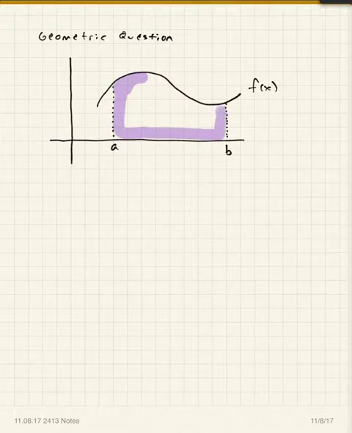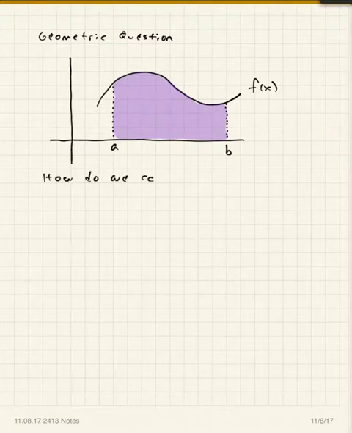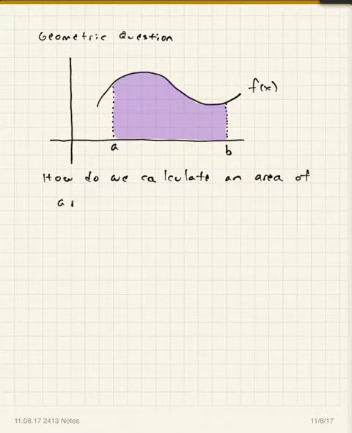Now the problem with this, because it seems like a relatively straightforward question, but the problem is this region that I'm shading right here is not a nice regular region. It's not a rectangle, it's not a circle, it's not a triangle, it's not a trapezoid, nothing where we have a nice geometric formula where we can calculate the area. And so that's our question here, is how do we calculate an area of a region like the one pictured above.